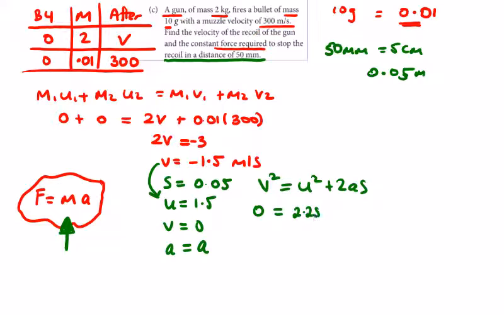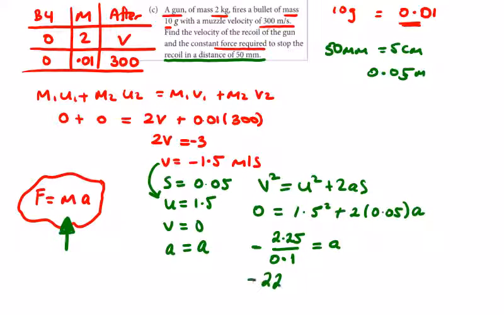0 is equal to U squared. That's 2.25. Well, I better write 1.5 squared, plus 2 by 0.05 by A, not by S. So 2.25 divided by 0.1, and that's going to be minus A. So just move the decimal one place, so we're going to get A equal to minus 22.5 meters per second squared. I should just put that in, keep my units in.